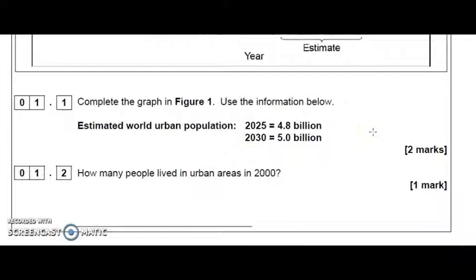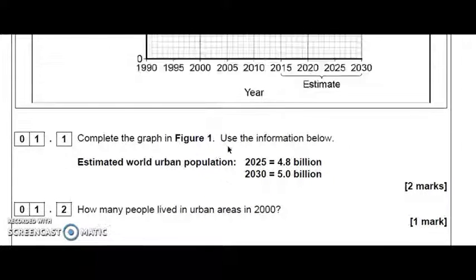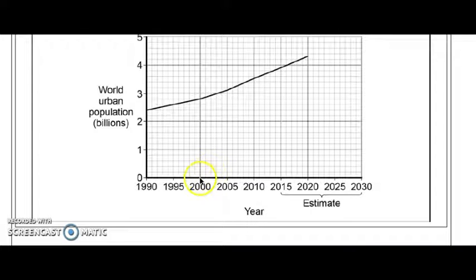Question 1.2, how many people lived in towns and cities in 2000? So again, use the graph, you'll go up this line. When it hits the line, you'll then go across, and the answer is 2.8 billion. Be careful, if you don't write billion, you don't get the mark.